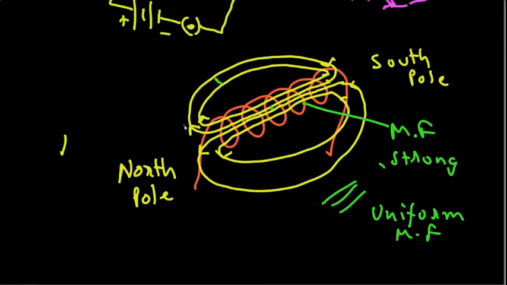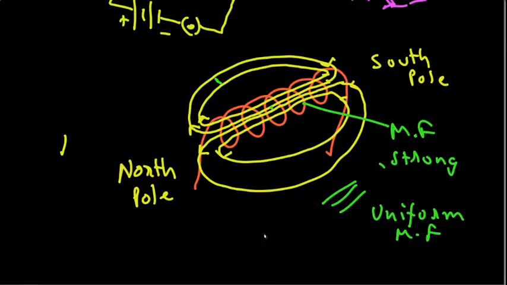So the learning out of this is that a cylindrical solenoid behaves like a bar magnet. The magnetic field that it produces is similar to a bar magnet. One side of the solenoid behaves like a north pole and the other side behaves like a south pole. Inside the solenoid the magnetic field lines are straight and parallel, showing that the magnetic field inside the solenoid is uniform and strong.